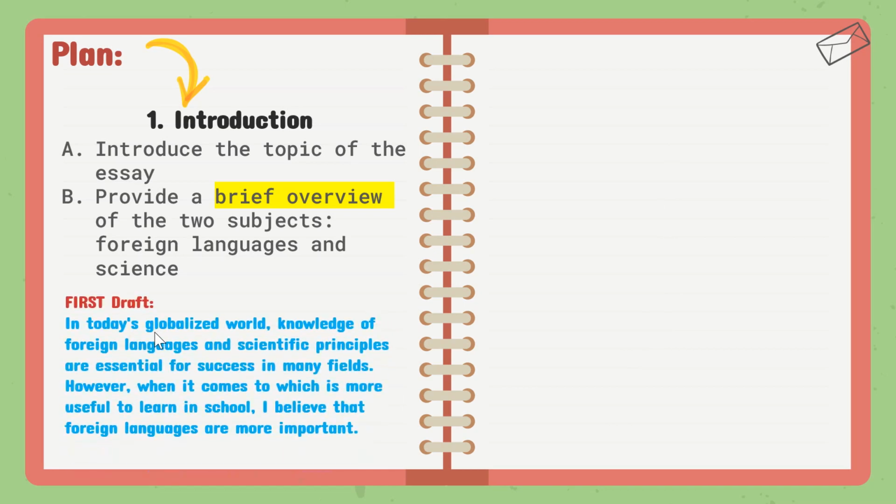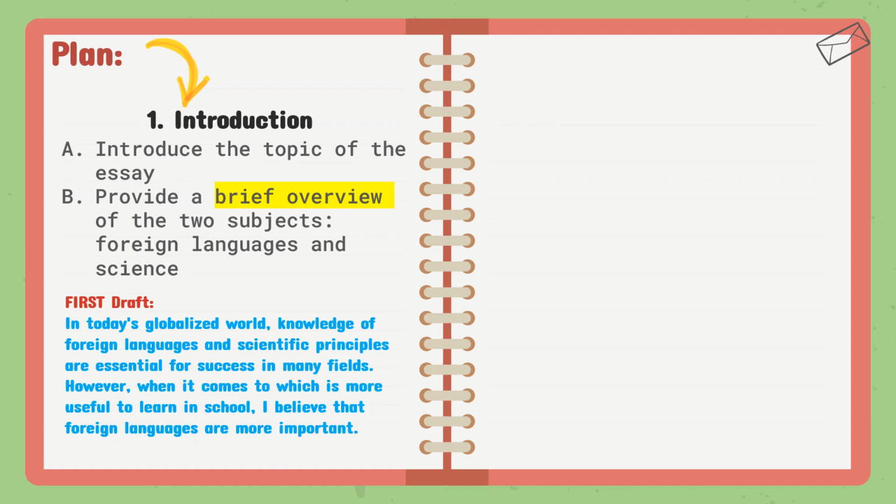So the first draft, mine, is going to be like this one. In today's globalized world, knowledge of foreign languages and scientific principles are essential for success in many fields. So as you can see here, I introduced the topic of the essay, which is knowledge of foreign language and scientific principles. This is what my whole essay is going to be about. It's going to be about foreign languages and scientific principles.